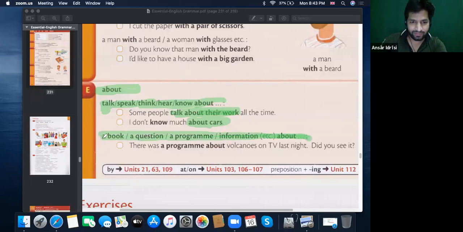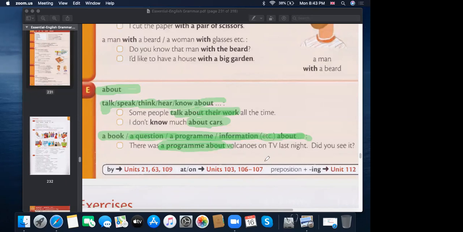Okay, meaning 'about something'. For example, a book about, a question about, a program about. Most people in India don't say this, but you can still say it internationally. For example, there was a program about volcanoes on TV last night. Did you see it? So, I saw a program about volcanoes. Did you see it?